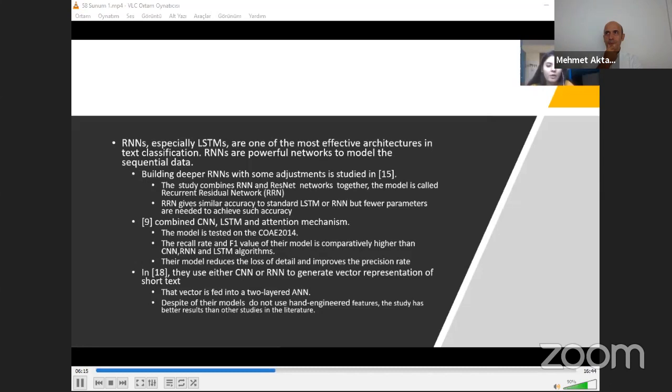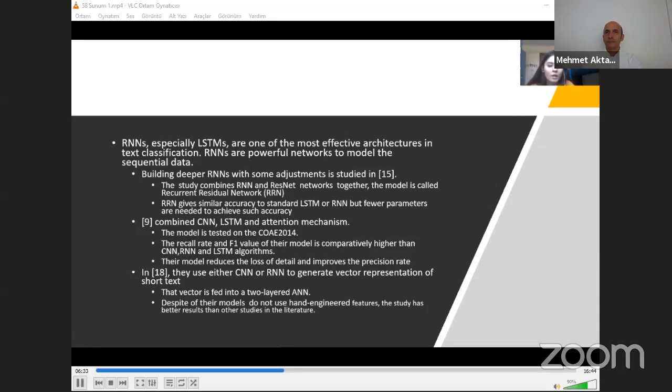And the recall rate and F1 value of this model is comparatively higher than CNN, RNN, and LSTM algorithms alone. Their model reduces the loss of detail and improves the precision rate.